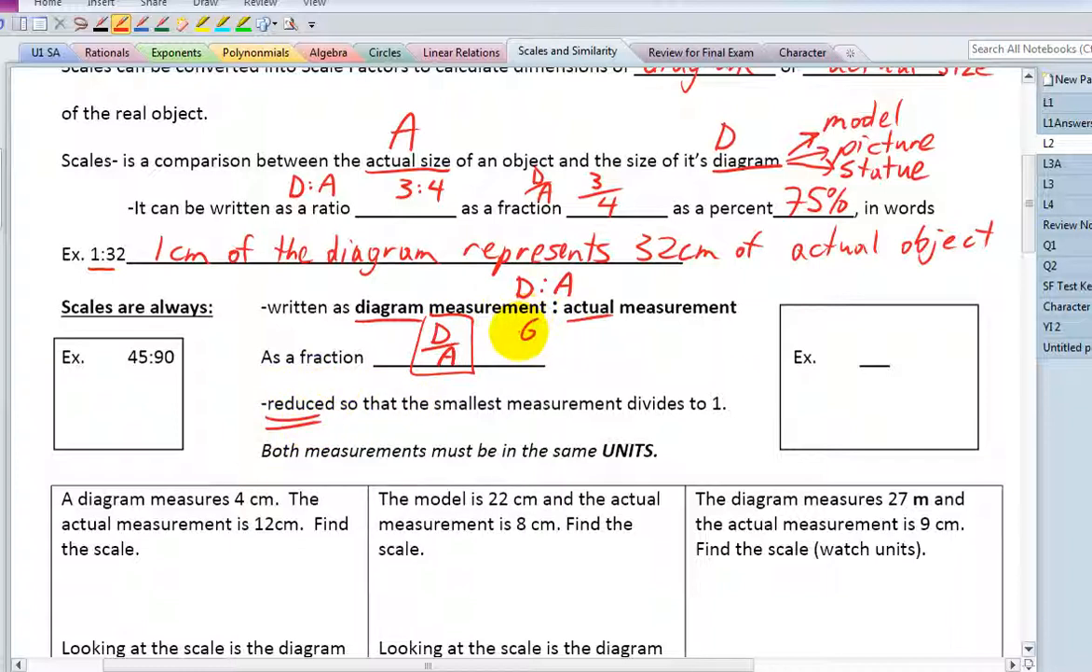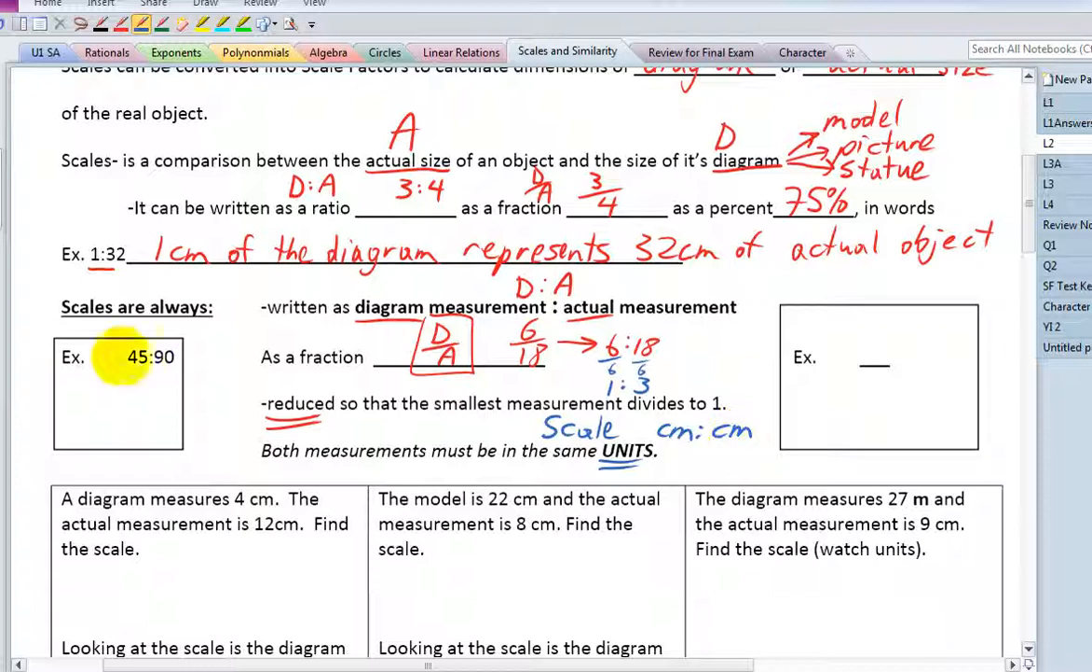So if we have 6 over 18, that's just like 6 to 18. So we would divide both sides by what? Nope, 6. And we get 1 to 3. Lowest terms always. You also must have them as the same units. Now when you see a scale, the convention is centimeters to centimeters, unless we write different units. So if we write nothing, it's centimeters to centimeters. That's kind of the standard here.